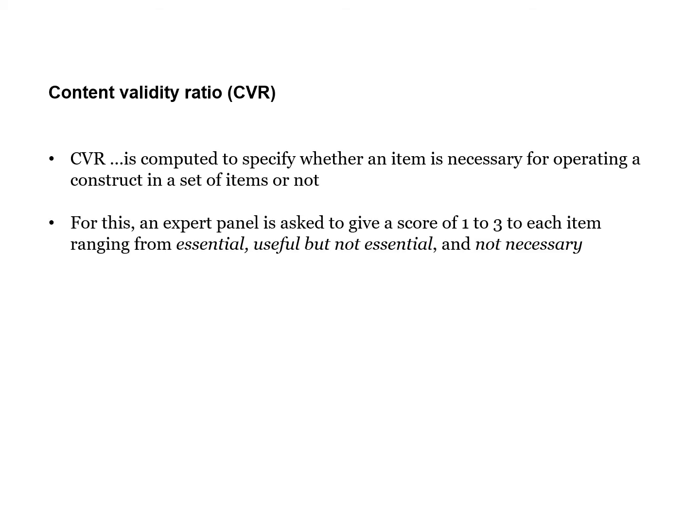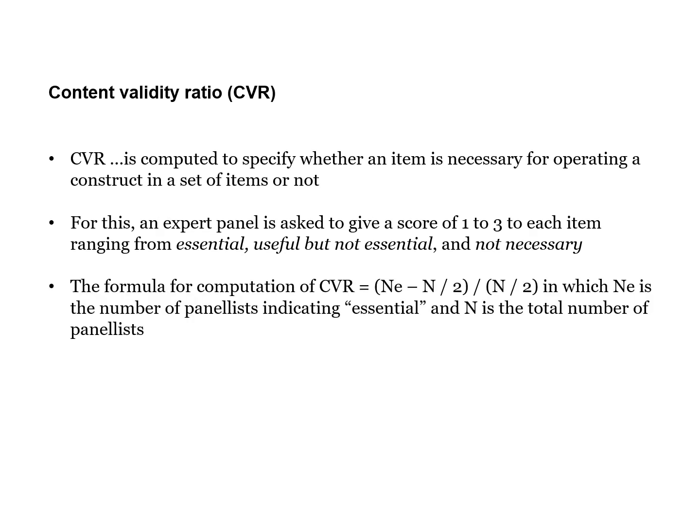An expert panel is asked to give a score of 1 to 3 for each item, ranging from essential, useful but not essential, and not necessary. And then this complicated formula is used on each item. Self-explanatory. And it gives you a range of CVR from -1 to 1, so it's not from 0 to 1. And clearly the higher the CVR, the better.